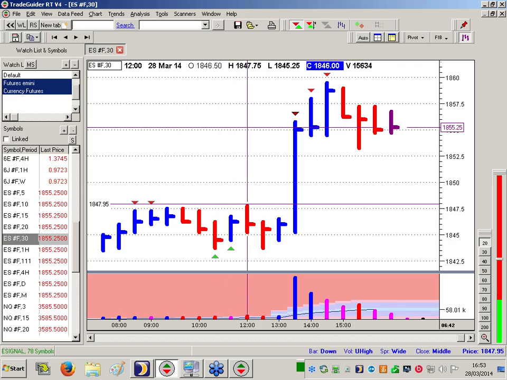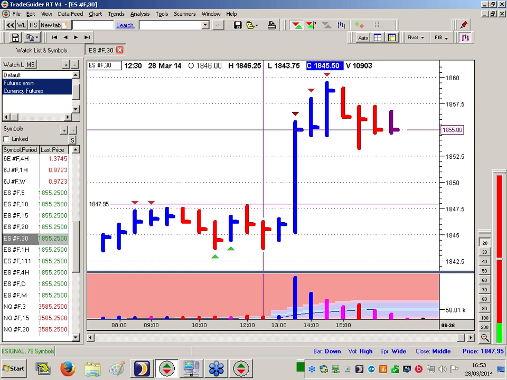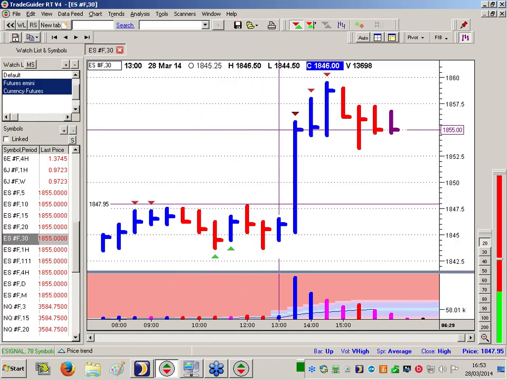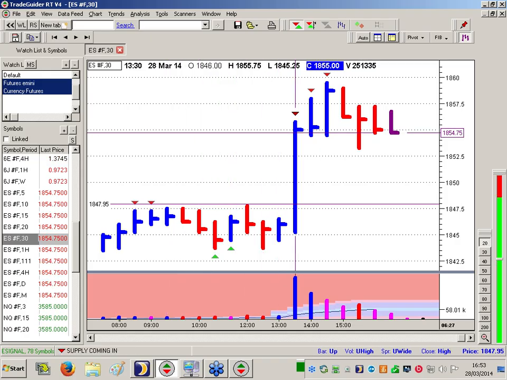Means it wants to go long. And that's a down bar. Look, closed near the high, low volume, that means it wants to go up as well. So you've got all these bars here that are telling you, well before the start of this up move, that it wants to go up.